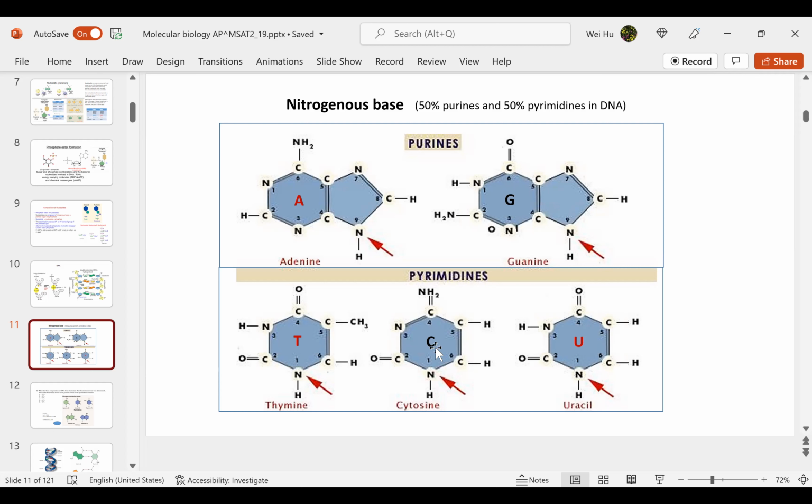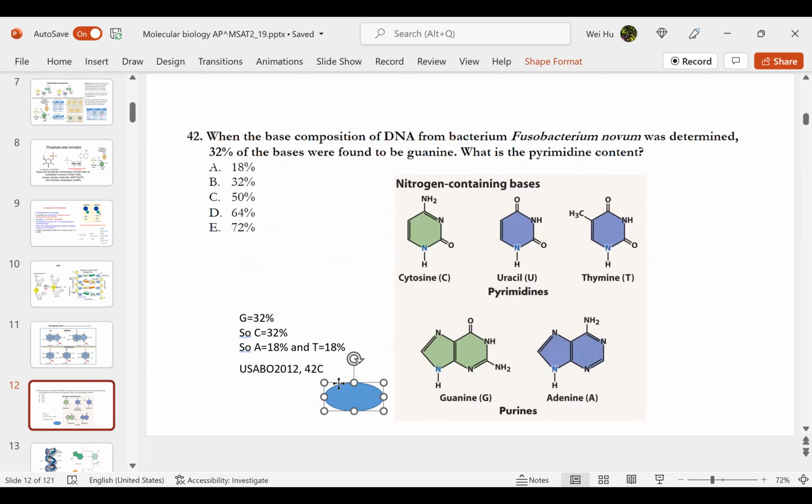So in the DNA, you have half purine and half pyrimidine. But in RNA, you cannot say that because they are single strand. Remember this one? So they pair each other, right? Now let's do this one. You can do it biologically or by calculation.